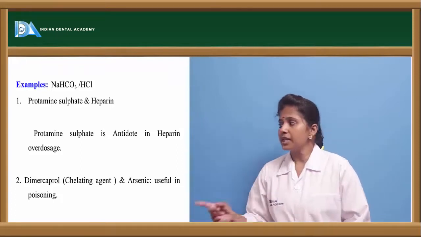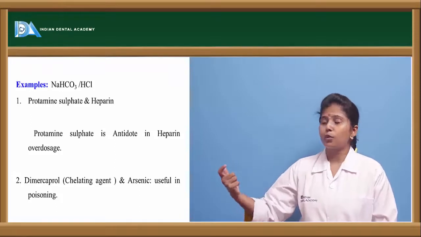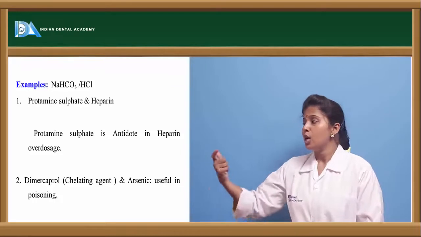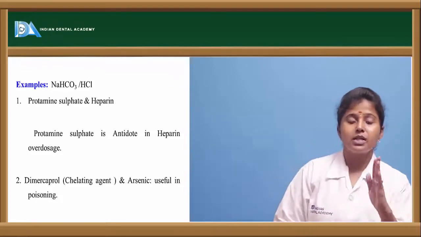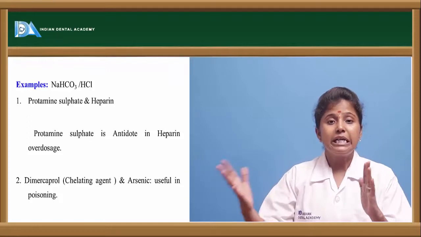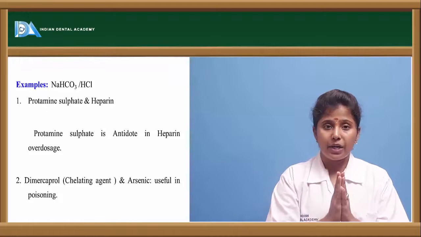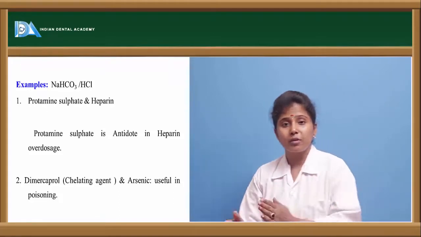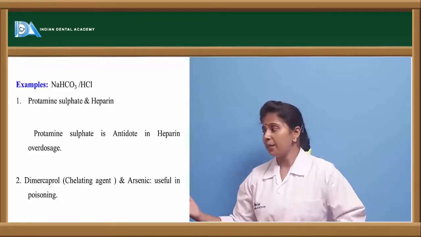And another example is protamine sulfate and heparin. Protamine sulfate is a basic compound and heparin is an acidic compound. Protamine sulfate is an antidote in heparin poisoning, because it reacts with the heparin and thereby does not allow the heparin to show its effect. So if there is any overdose of heparin, giving protamine sulfate will nullify the effect of heparin and thereby prevent heparin poisoning.